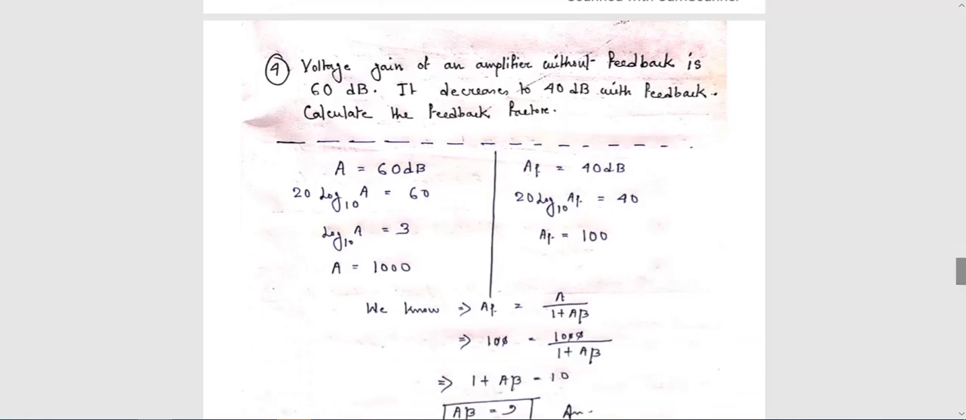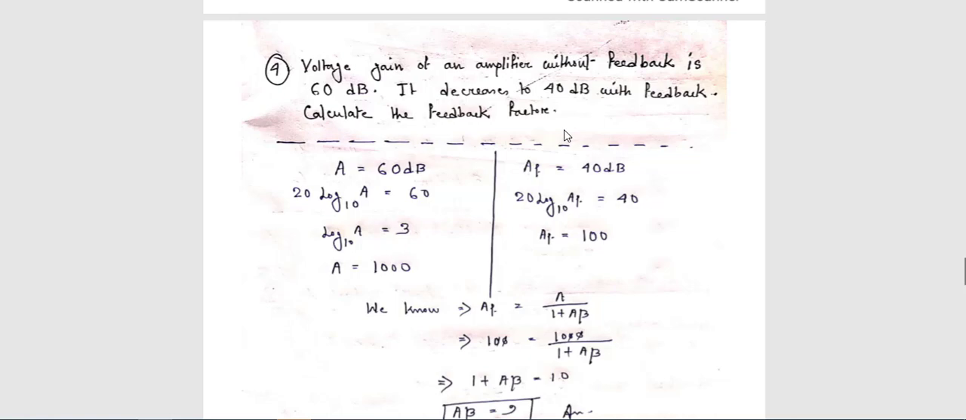Next, another example. Voltage gain of an amplifier without feedback is 60 dB. That means A is equal to 60 dB, the open loop gain. It decreases to 40 dB with feedback. That means AF is equal to 40 dB. This is given to you. That means you have been given A and AF. What you have to calculate is the value of the feedback factor. Again, what is feedback factor?